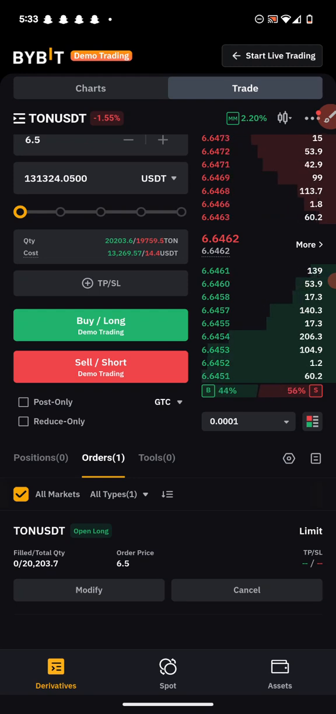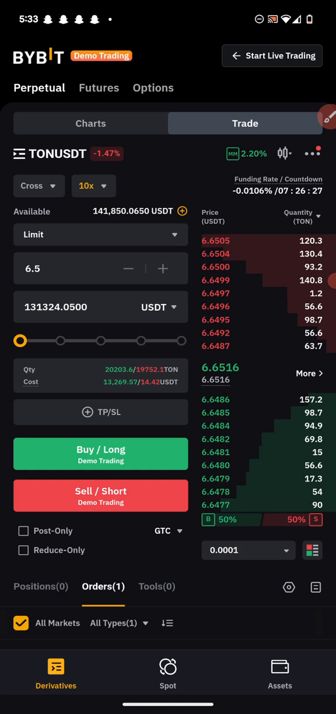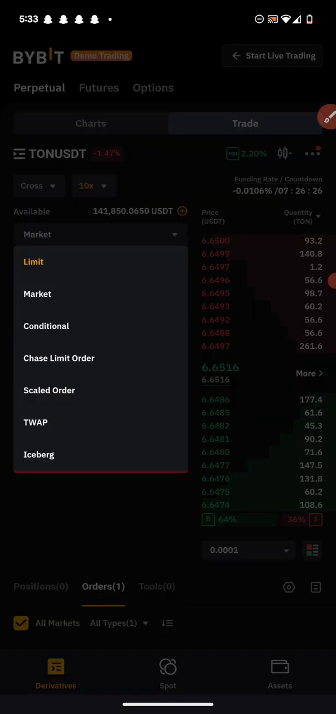Now we have buy long, we have sell short. Buy long simply means you want to long the market. Sell short simply means you want to sell the market. You understand? Now I'm going to be explaining how to set take profit and how to set stop loss for Bybit. So let me cancel this order.